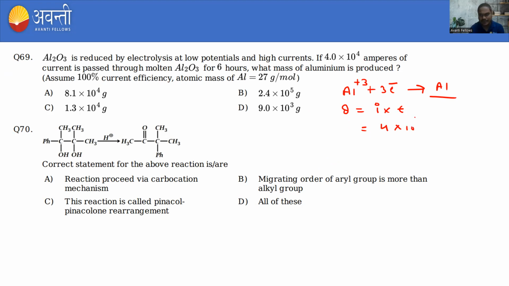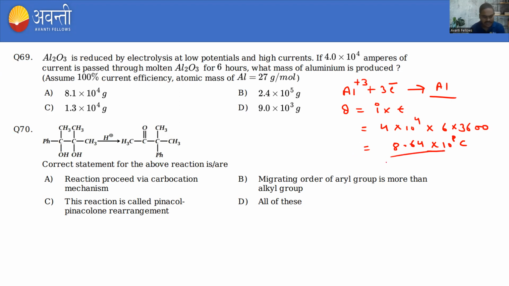4 into 10 raised to the power 4 ampere and time is also given, that is 6 hours, so convert it into seconds. So 6 hours into seconds is 6 into 3600. Okay. So on solving, 4 into 6 is 24 and so on, this comes out to be 8.64 into 10 raised to the power 8 coulomb. Okay.